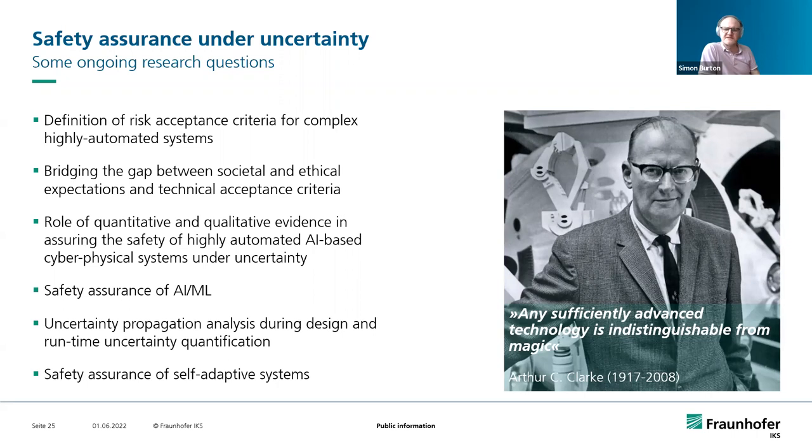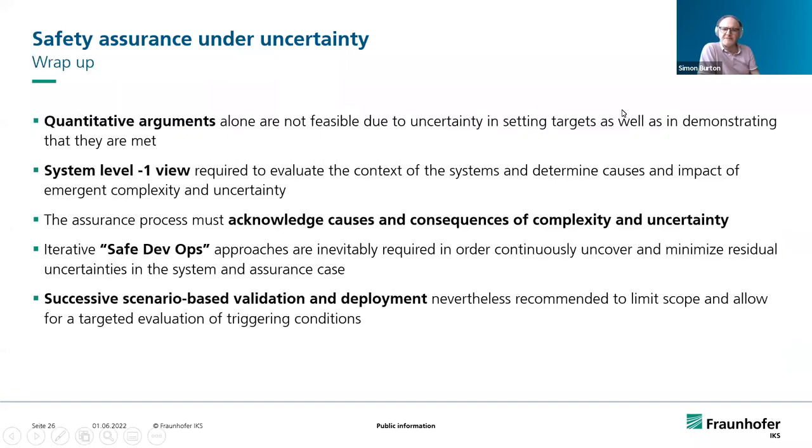Where does the quantitative evidence we can collect have its limits? What type of statistical confidence can we really achieve there for these types of very complex systems? Where do we need to rely on qualitative arguments? And some of the other topics related to uncertainty propagation and the safety assurance of self-adaptive systems have also already been mentioned in the talk. So to wrap up, some short statements to provoke a discussion.